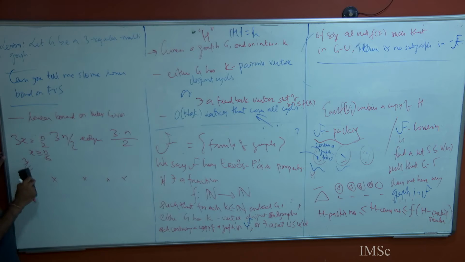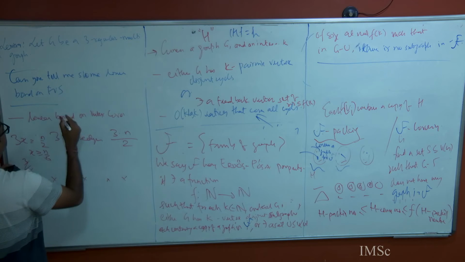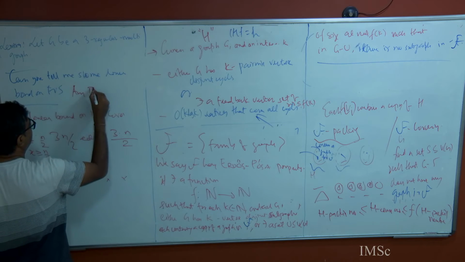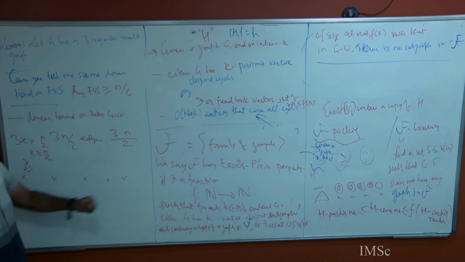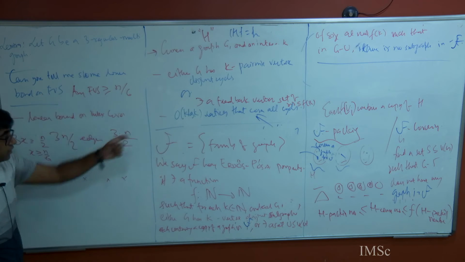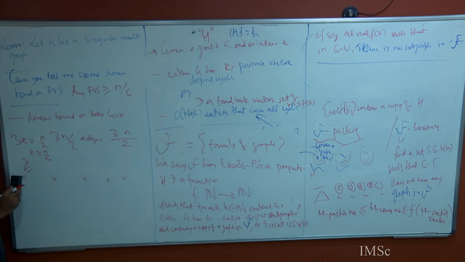So, we know that in a 3 regular graph, any feedback vertex set has size linear. I just showed, right, do not worry about the 6. So, now any FVS has size at least n over 6, and now suppose this statement is true, then what does it imply?